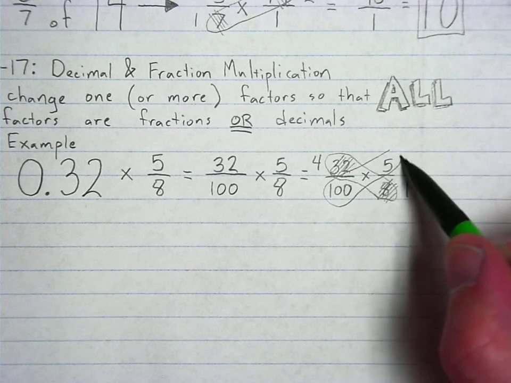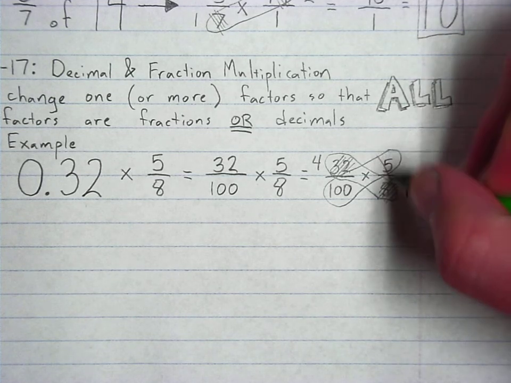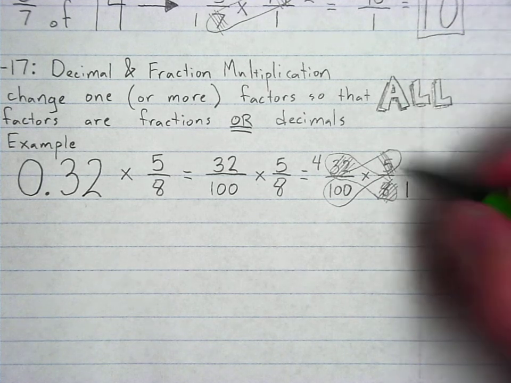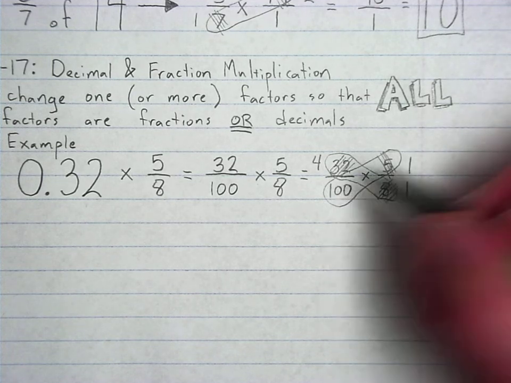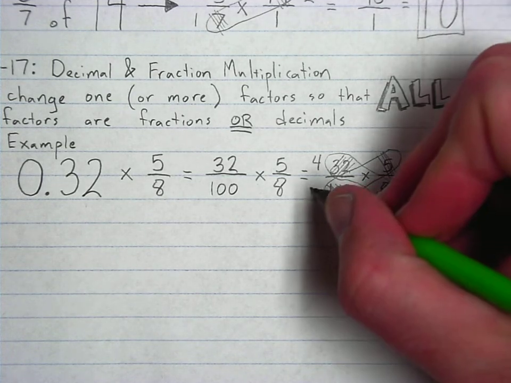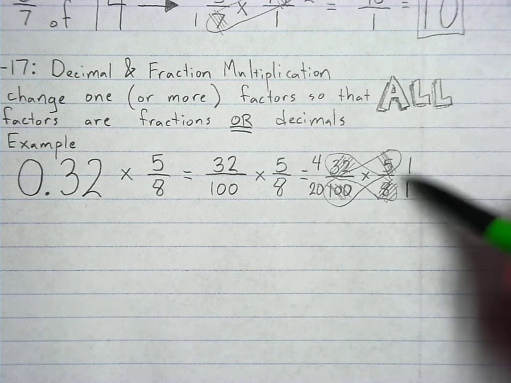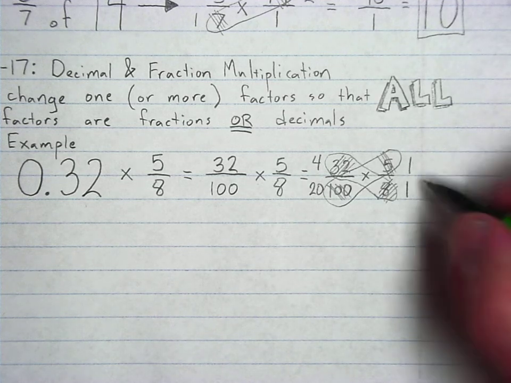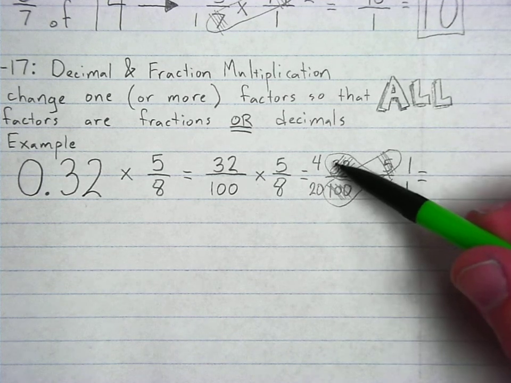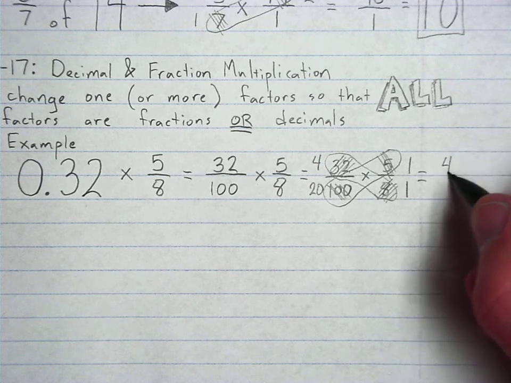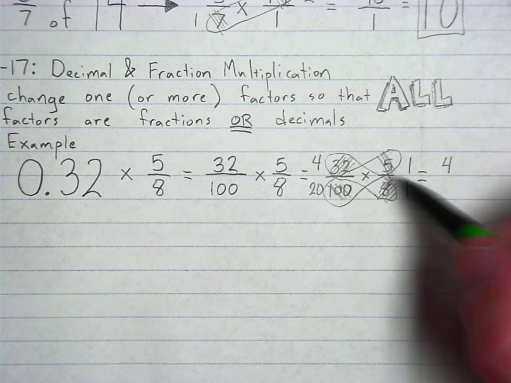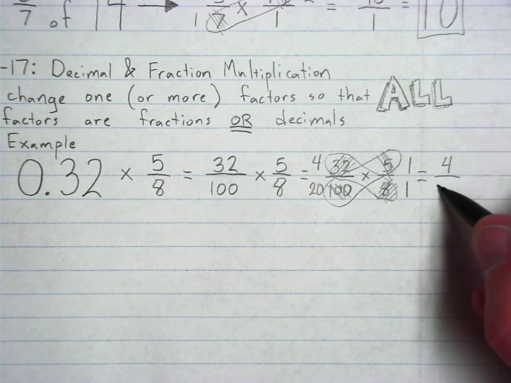5 and 100 are a little bit easier because I know 5 is going to be the only common factor. 5 divided by 5 is 1. 100 divided by 5 is 20. And I love when I get something like this, 1 over 1, because we know that the answer is just going to be the fraction then. 4 times 1 is 4. 20 times 1 is 20.